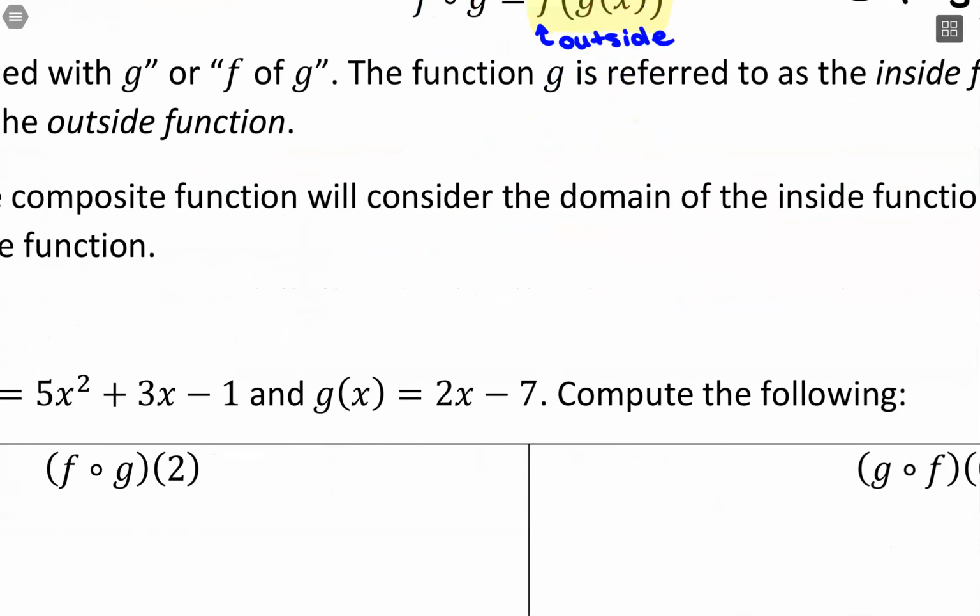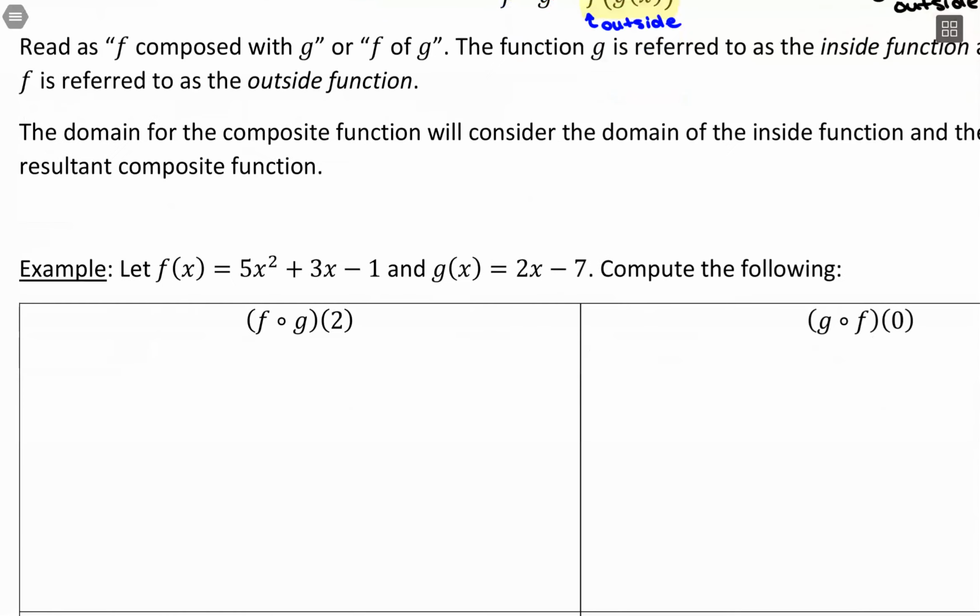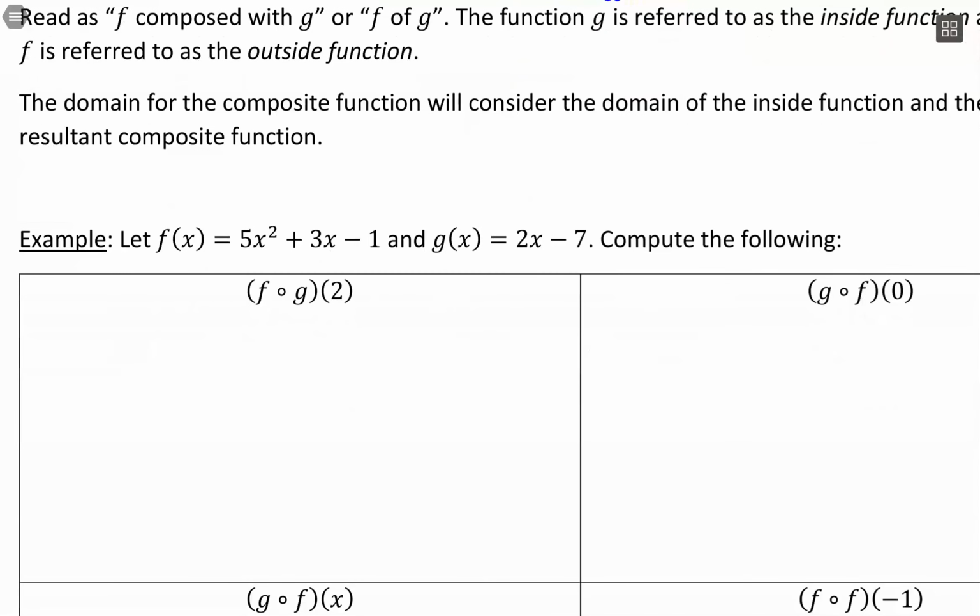All right, so let's practice some of these. What we have in this example here are two functions. We have this function f of x, which is the quadratic equation, 5x squared plus 3x minus 1. And then we have g of x, which is a linear function of 2x minus 7.